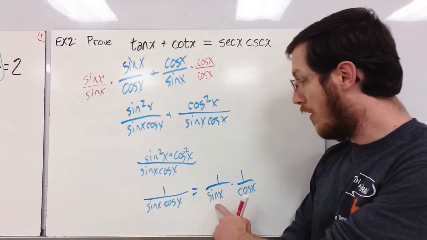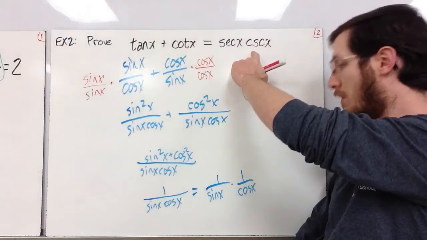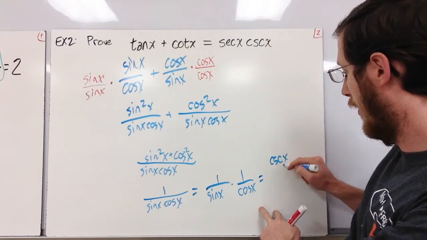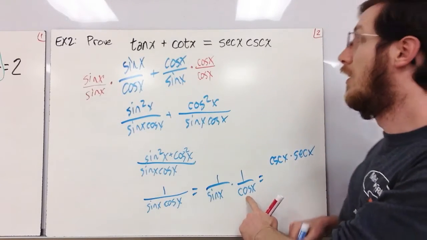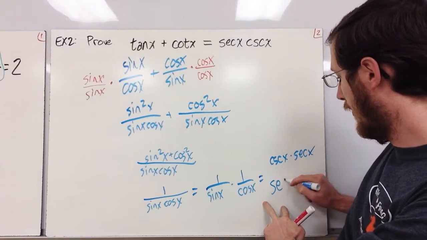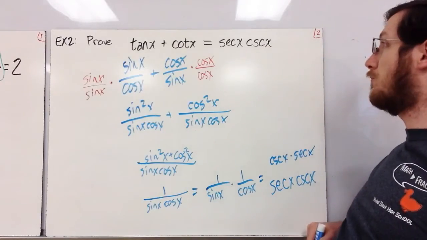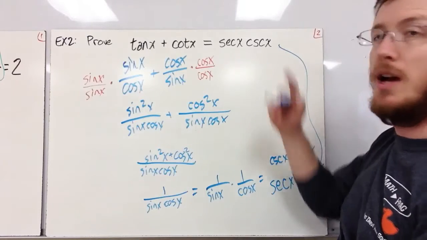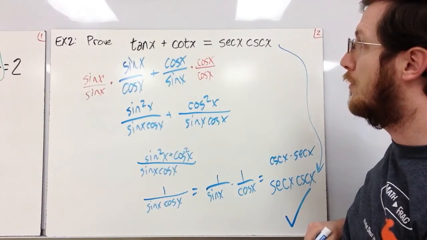And then from our reciprocal identities, we know 1 over sine of x is cosecant of x, and 1 over cosine of x is secant of x. And we can switch the order of multiplication anytime we want to. So this is secant of x, cosecant of x, which is exactly what we were asked to prove. So, example 2, check.